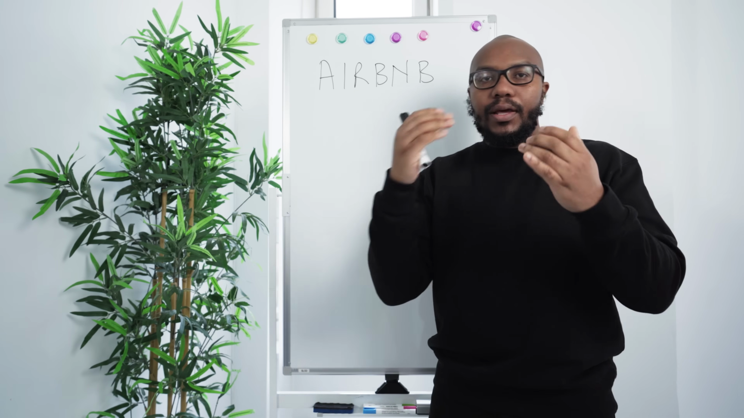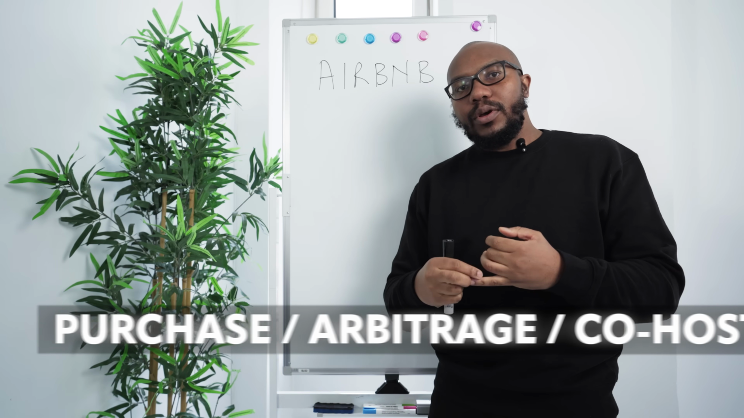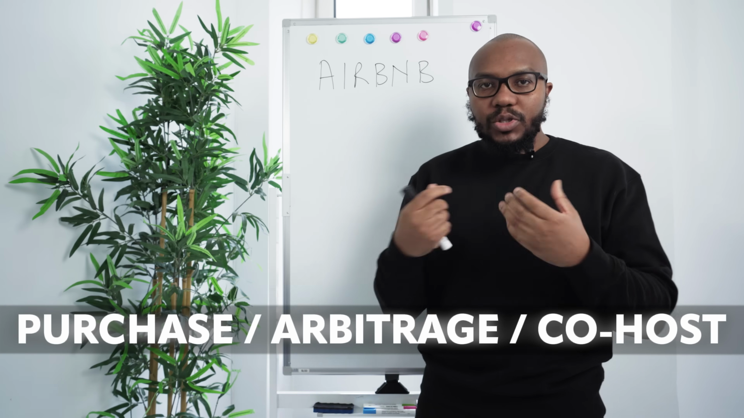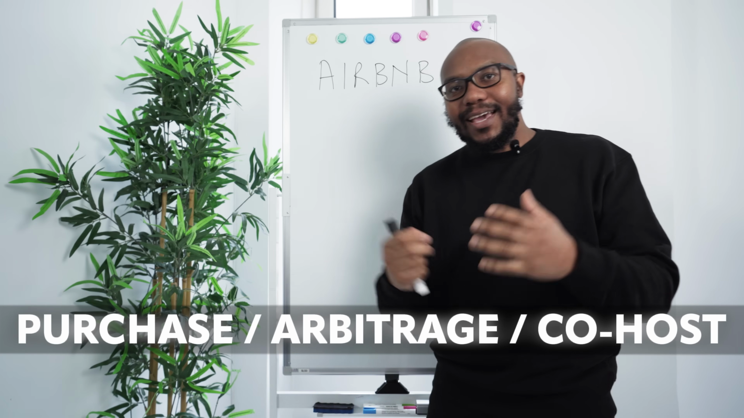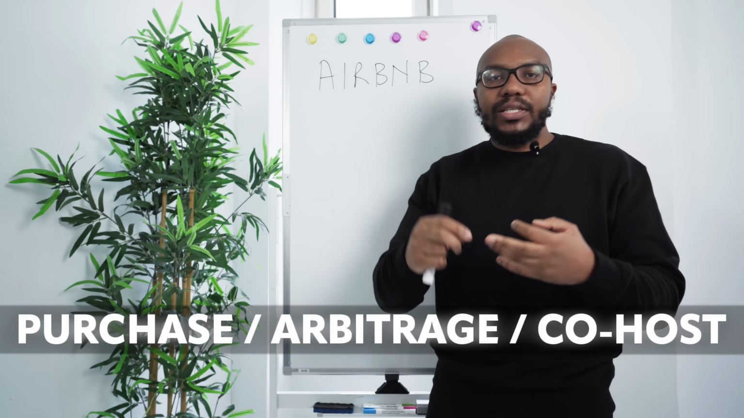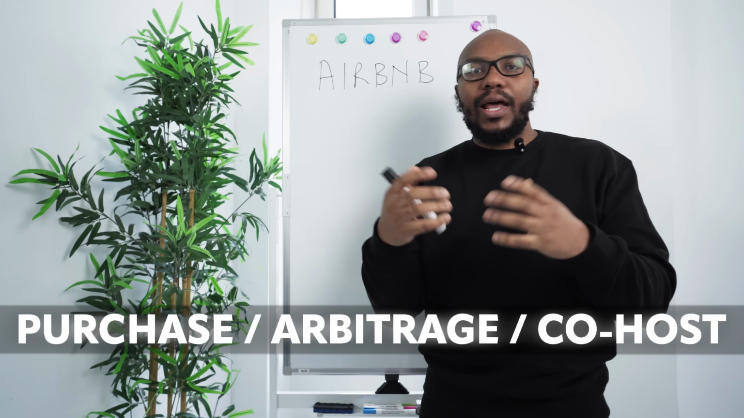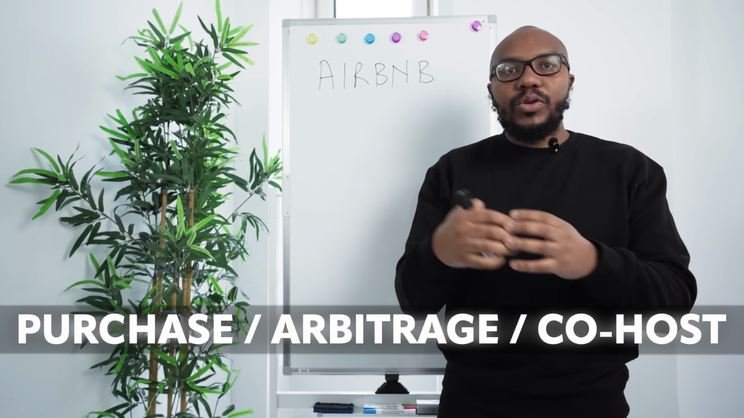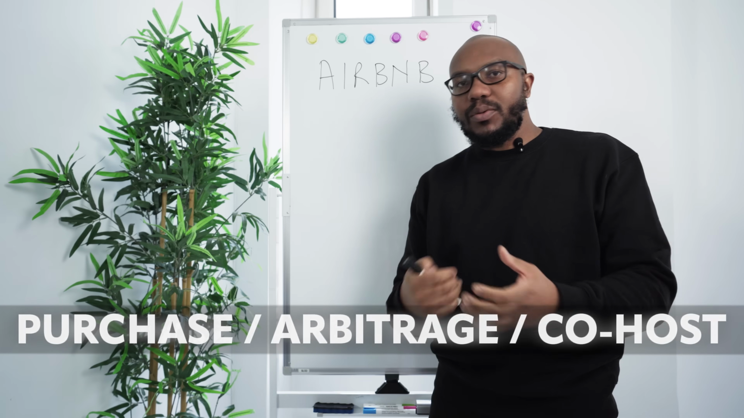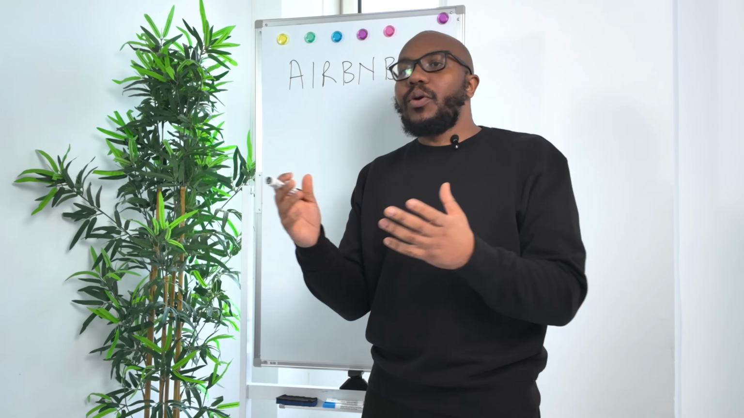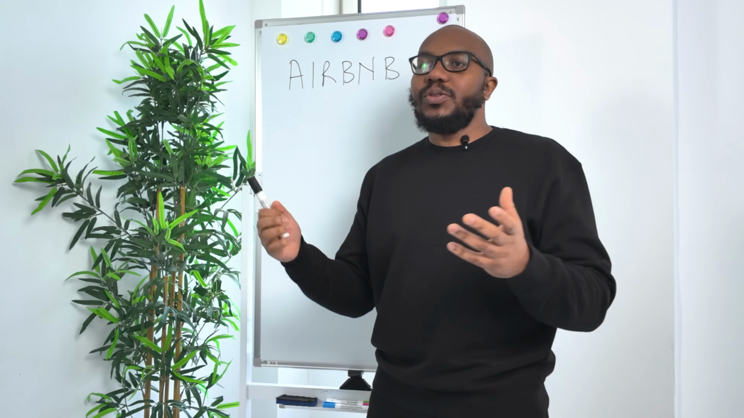Either you can purchase a property, or you can arbitrage a property, which is also known as rent to rent here in the UK. Or the third model is co-hosting, or other people like to call it management, where you manage an existing Airbnb property. All those 3 ways require different capital to start off with.